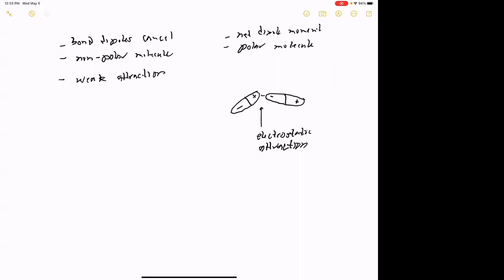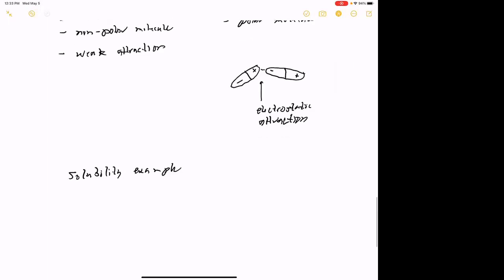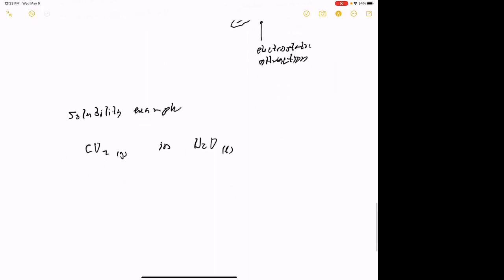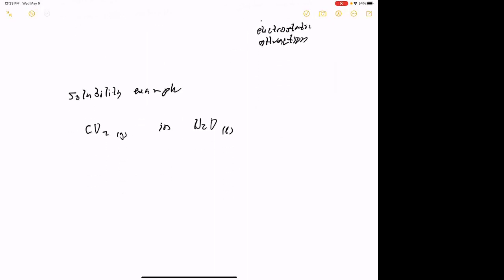So here's another solubility one. I'll just throw this in here real quick. This is actually a real world thing. We might want to talk about the solubility of CO2 gas in water. Now, this is kind of interesting because people have talked about, okay, CO2 is a so-called greenhouse gas, right? So it's contributing to climate change.